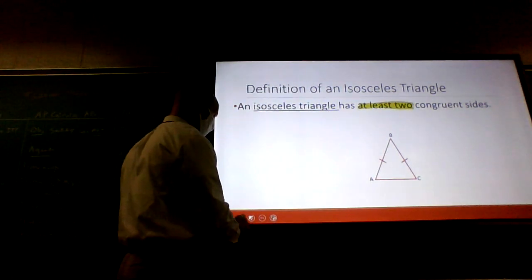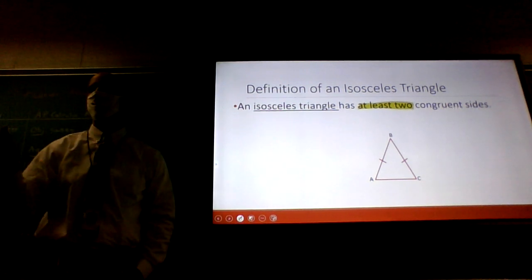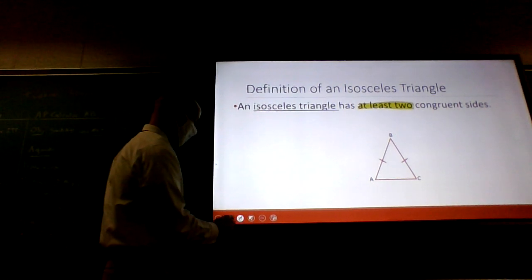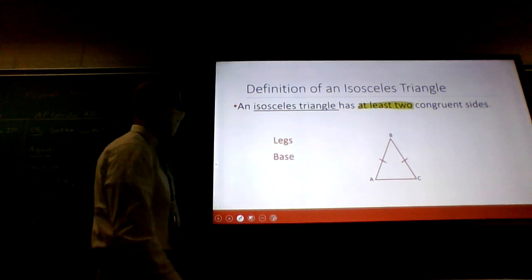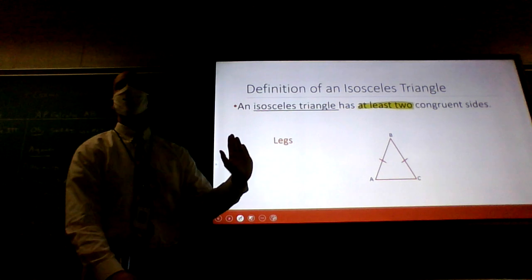congruent. Now, at least two implies it could be three, but in general, with isosceles triangles, we usually think about them just having two sides congruent. There's some nomenclature, though, that needs to go along with that. Do you guys happen to know, in fact, let's go back one. No, I should probably just tell you this.